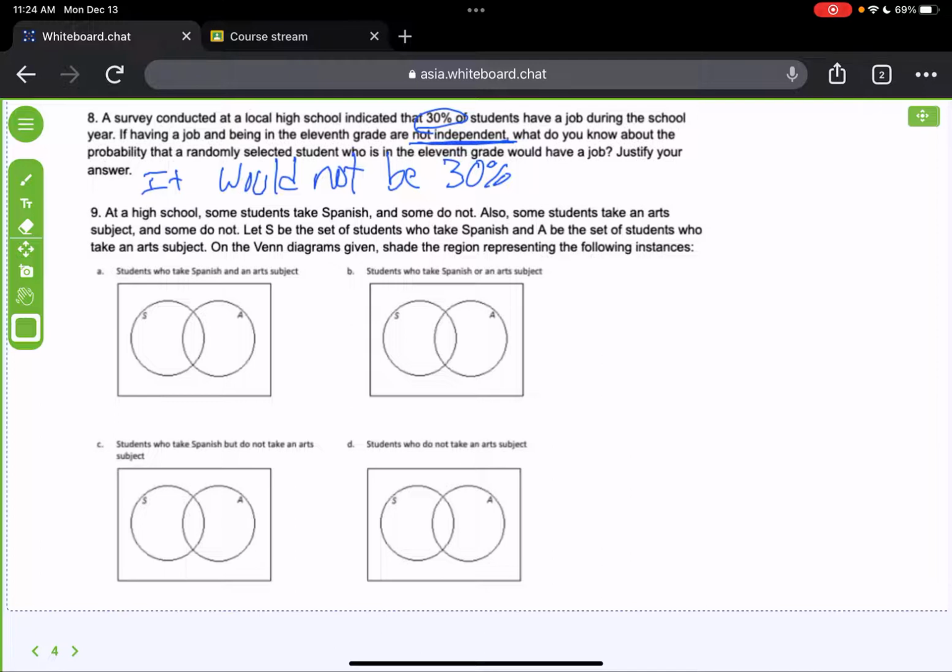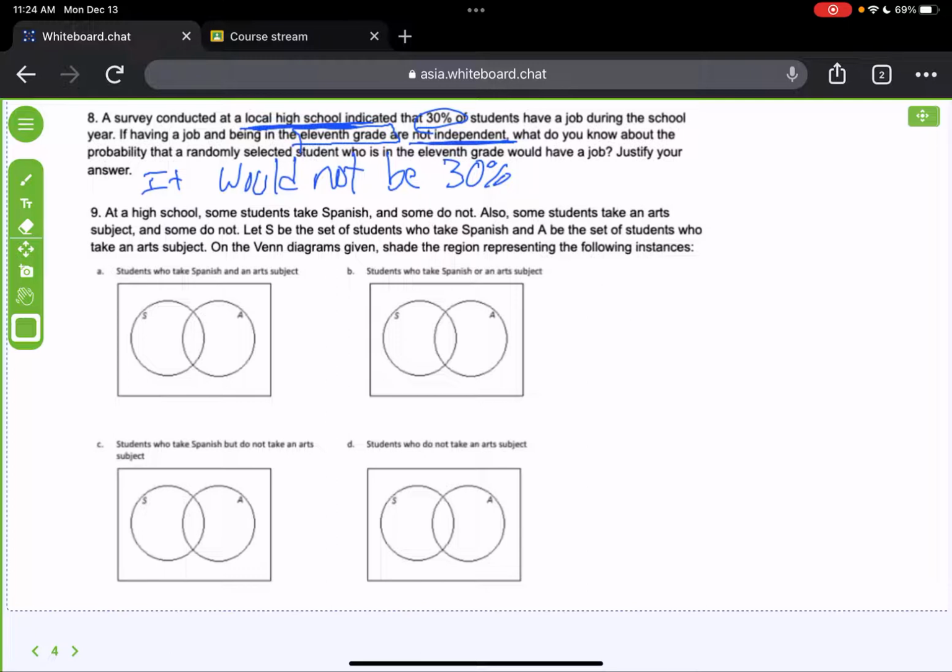So being in 11th grade would change the probability that they have a job, as opposed to the local high school, the entire high school. So if you were in 11th grade, you're not going to be 30%. It's going to change the probability.